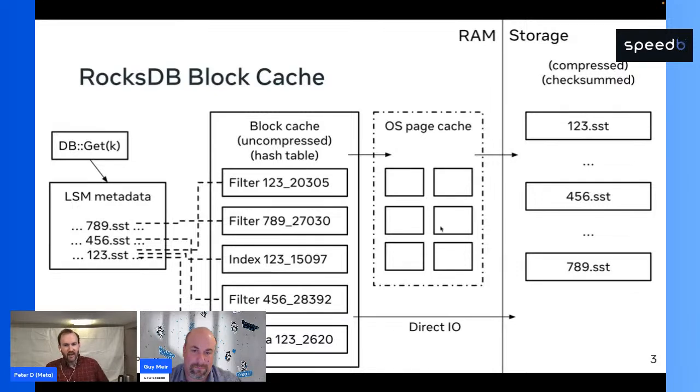And you can end up with a situation where if you're using traditional POSIX IO, you're sort of double caching things, in a compressed form in the page cache and then uncompressed in the block cache. And if you use our direct IO options, you can avoid that double caching. And a lot of our internal use cases use direct IO.